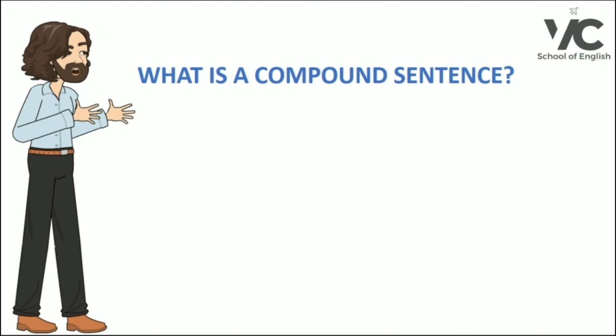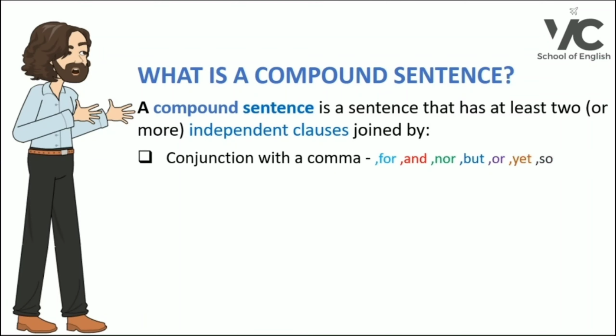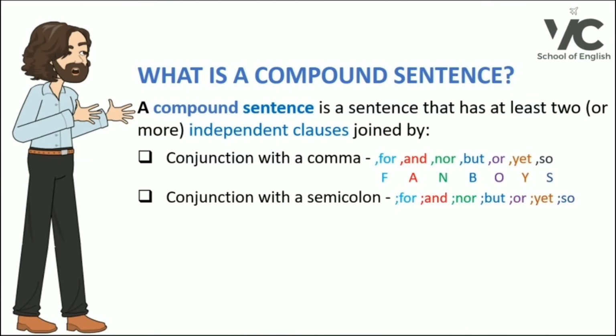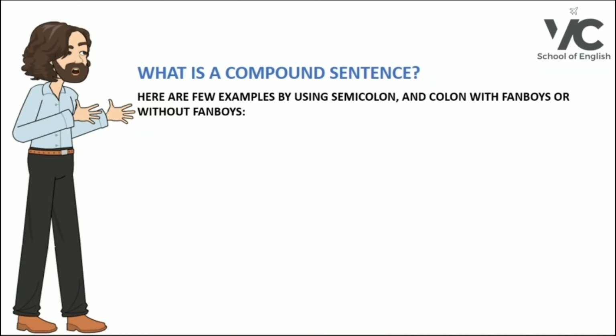Next sentence structure is compound sentence. A compound sentence is a sentence that has two or more independent clauses joined by a conjunction with a comma, a conjunction with a semicolon, a semicolon, or a colon. Here are a few examples using semicolon and colon, with FANBOYS or without FANBOYS.